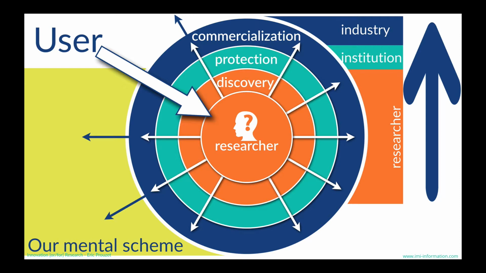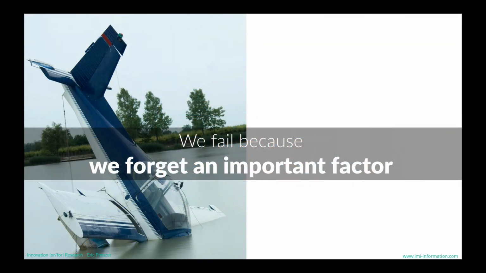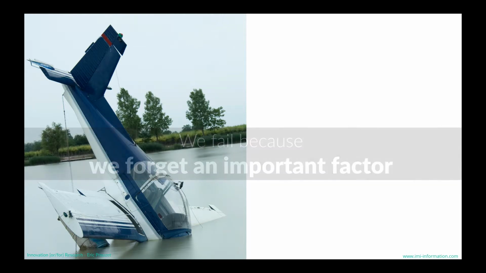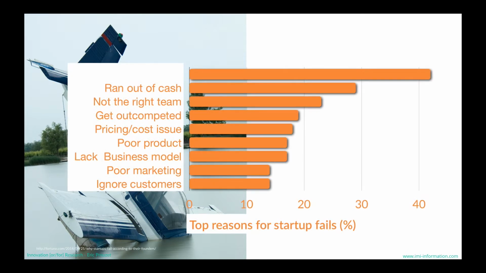And if we try to figure out what is the right direction, we can look at some numbers, and these numbers illustrate the fact that usually we fail because we forgot an important factor. These numbers are from a survey that Fortune magazine did in 2014, where they contacted founders of startup companies who failed, and they asked them what was the main reason why their startup company failed.